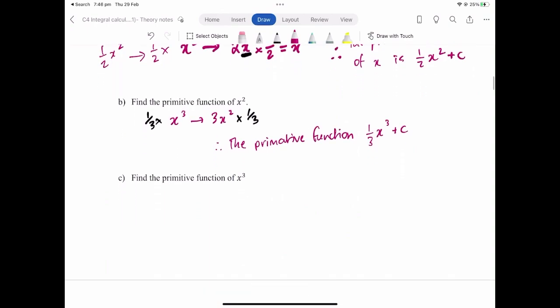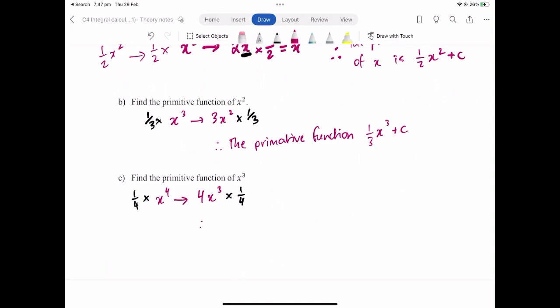Now what about x cubed? Well, what can we do with this? Same idea. x to the power of 4 would give me 4x cubed. So what do I need to do to 4x cubed to just get x cubed? We're going to multiply it by a quarter, and we'll do that to both sides.